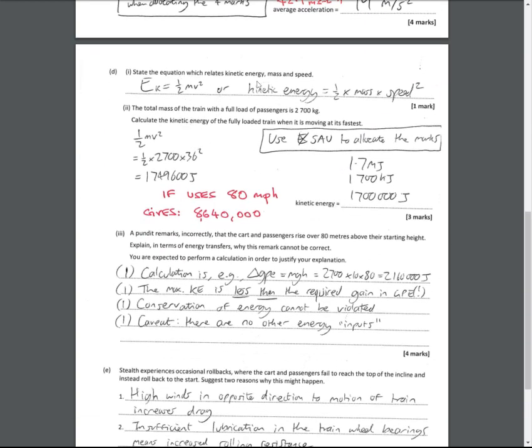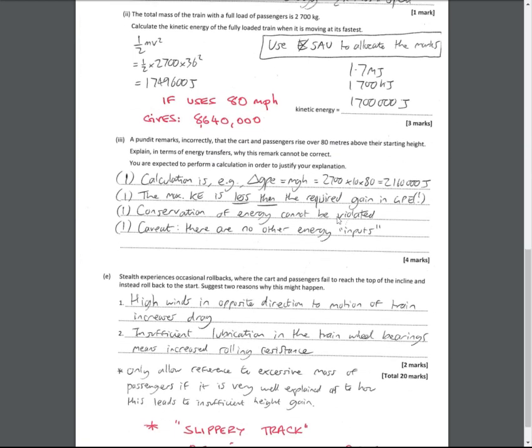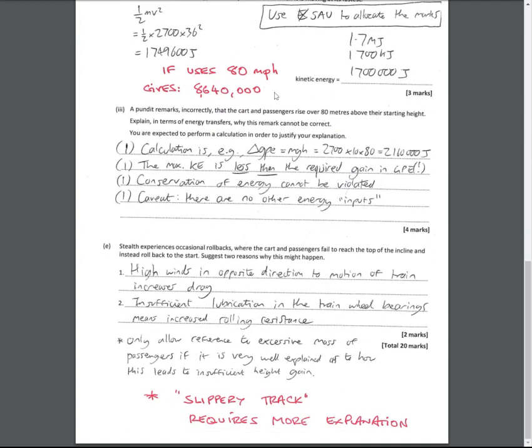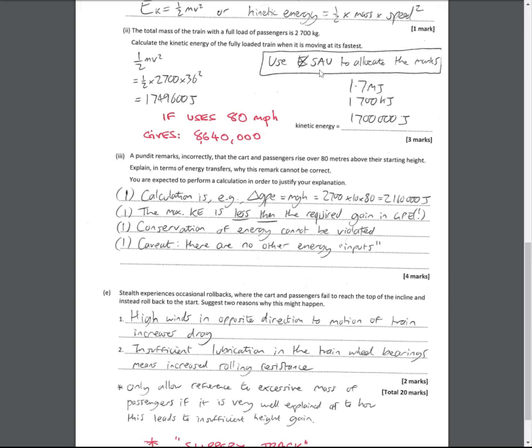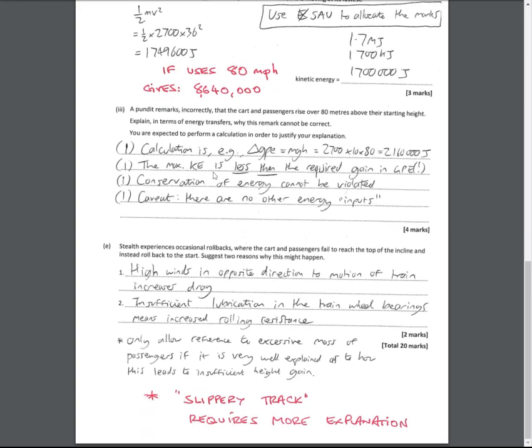Calculations involving kinetic energy, half mv squared. Stick in the numbers, half times 2,700 times 36 squared, when the train is moving at its fastest, gives you 1,749,000 joules approximately. Again, if you made the mistake of using 80 miles an hour, you lost a mark, but you should have got the answer 8,640,000 at that point. 3 marks, you'll have lost a mark for the sum or the answer or the unit.